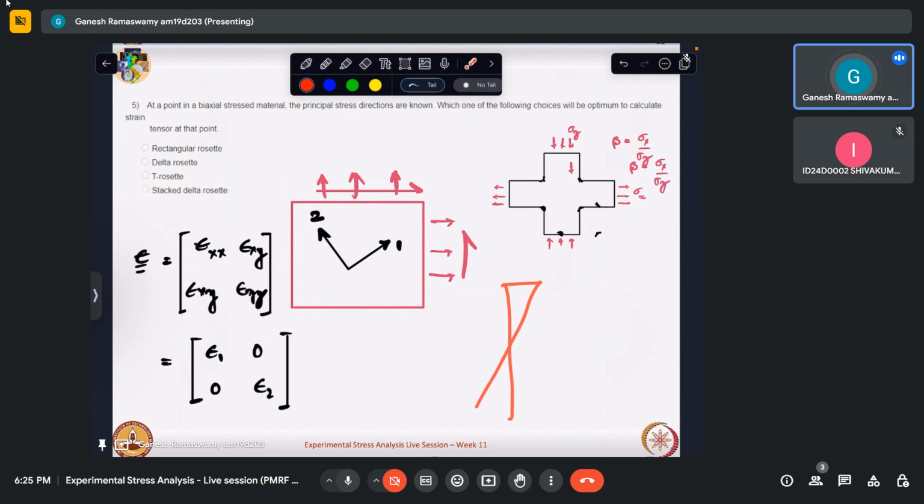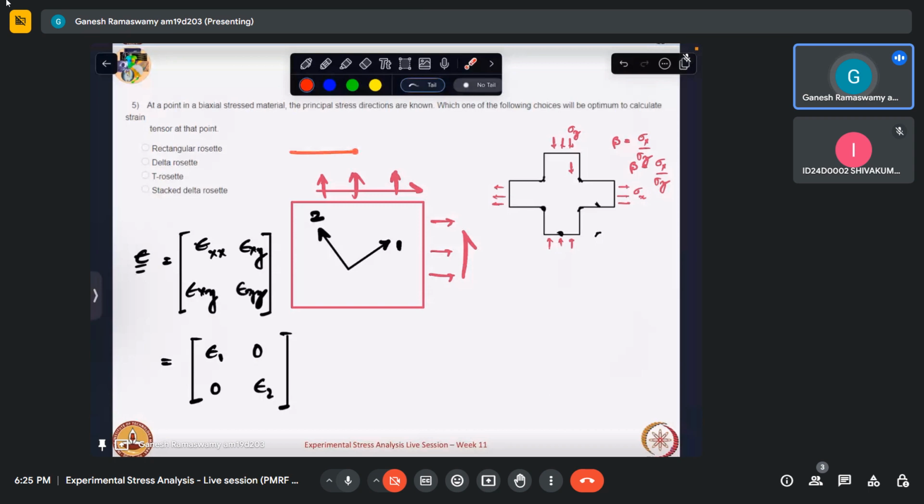Strain varies linearly. So if the first strain gauge is here and the second is stacked one over that, there is a difference in the level, which will lead to strain being measured at different planes away from the neutral axis, which means it is not correlating to a single mechanical problem. So the stacked delta rosette has that issue. Nonetheless, delta rosette and stacked delta rosette have three strain gauges.